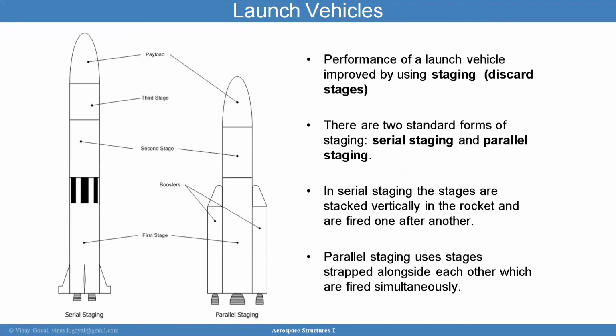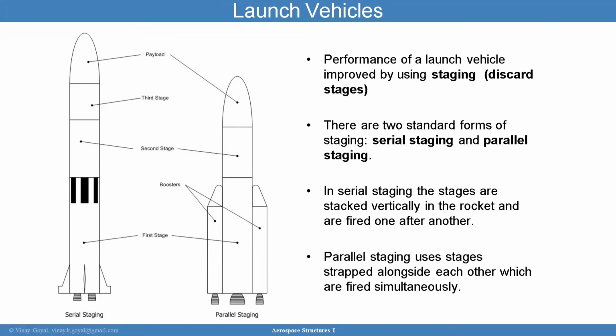So moving on to launch vehicles and understanding a little bit more about the sizing process, you have here the payload, the third stage, the second stage, and the first stage. And here you have the boosters, the side rocket motors. In the first configuration on the left, we call this serial staging. On the right-hand side, I'm showing parallel staging because the boosters are worked in parallel with the core. And so these two standard forms of staging are quite used in industry.